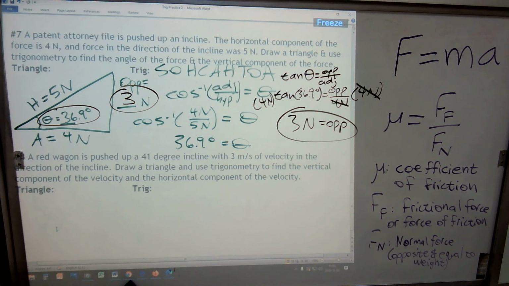Y'all got questions about this? Yes, sir. I don't know how to put it in my phone. I can help y'all with that. So yours doesn't have a sine h or a sine or an arc sine?